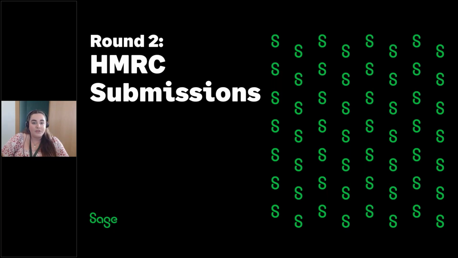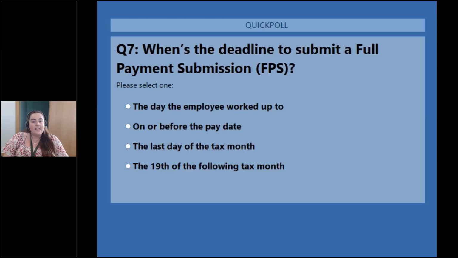And we will move on to question 7. So question number 7 is, when is the deadline to submit a full payment submission or an FPS? So when's the deadline to submit your FPS? Is it the day that the employee worked up to? Is it on or before the pay date? The last day of the tax month? Or the 19th of the following tax month?